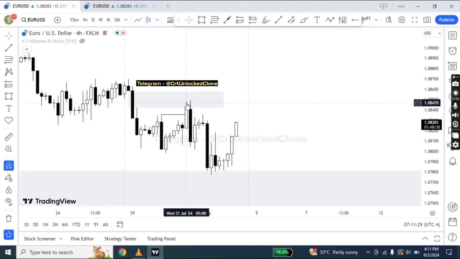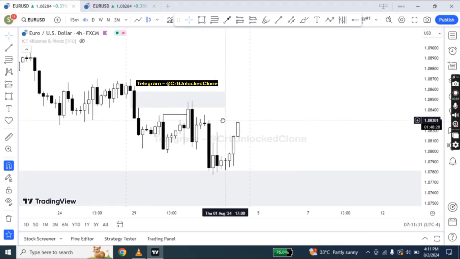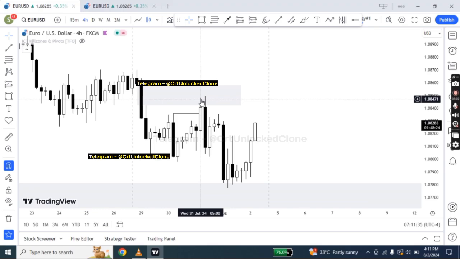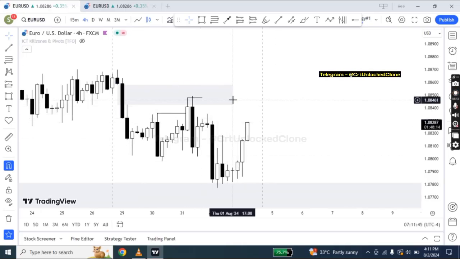Candle. Now right here, I waited for this candle to close, and once it closed, I took this candle as a CRT and traded it on the lower time frame. Now right here, if you look at the closing of this candle, you'd see that there is a whole dynamic in the closing of this candle in itself.